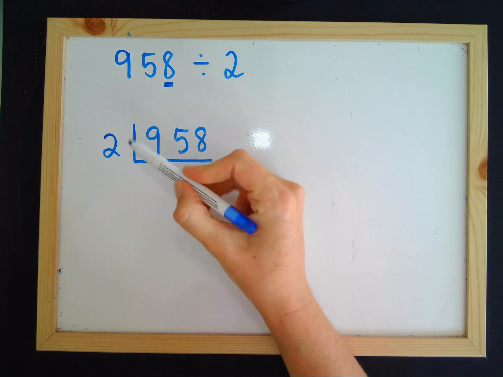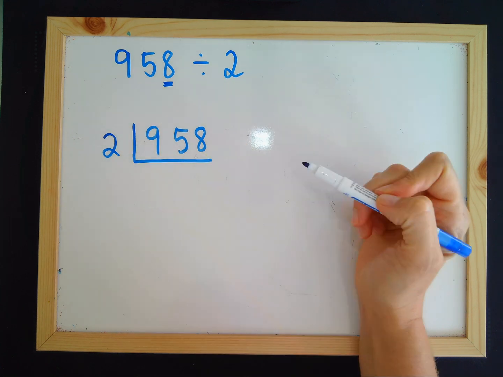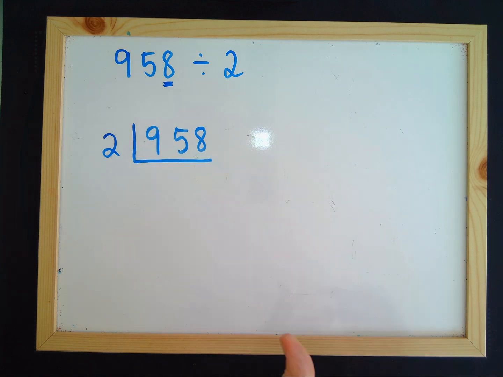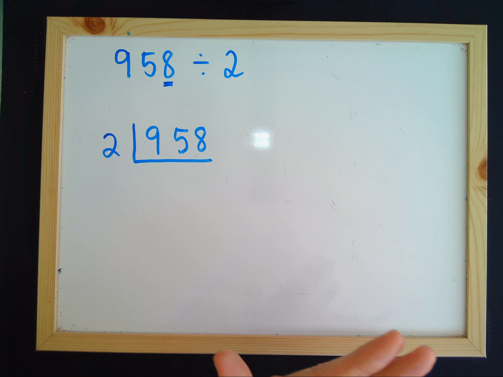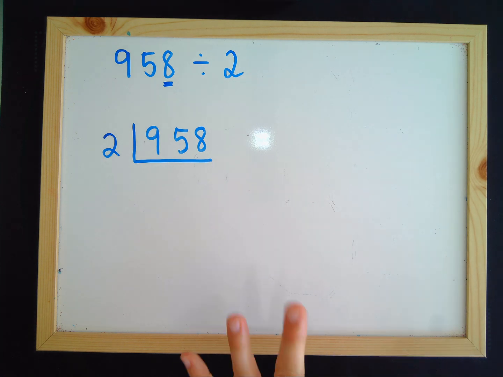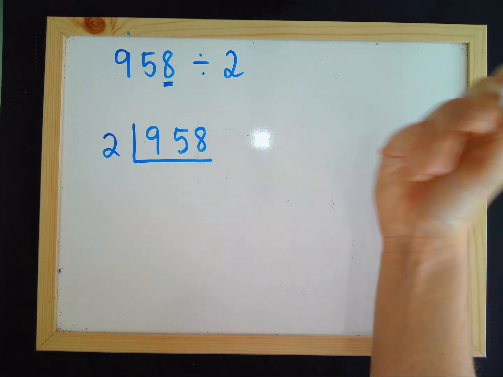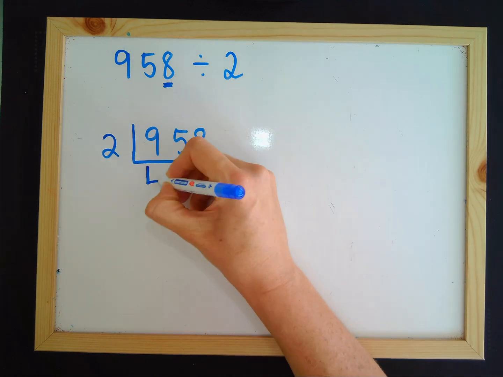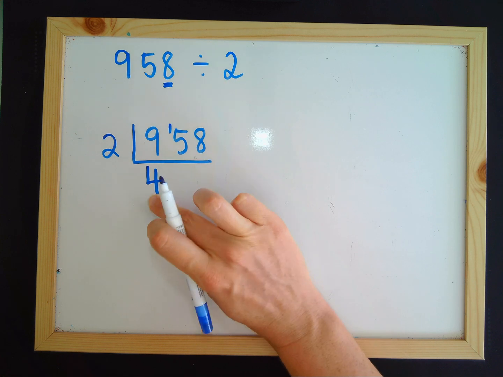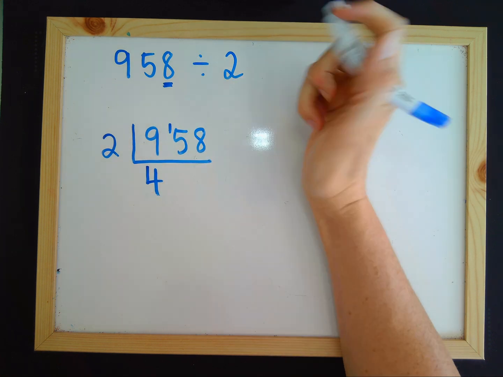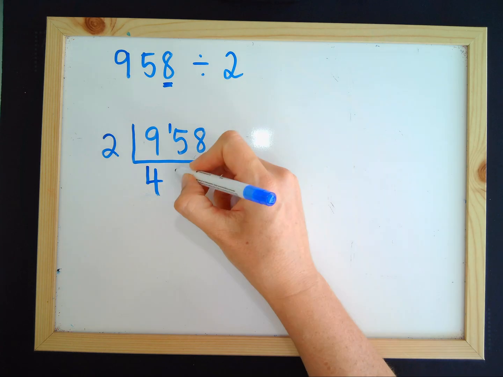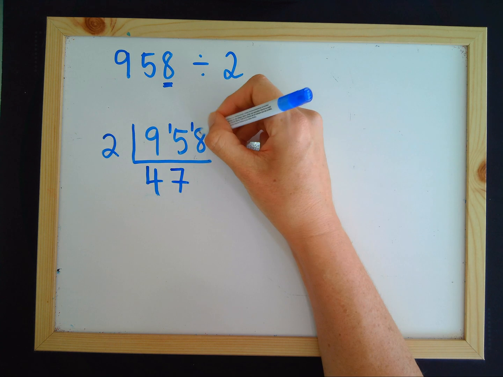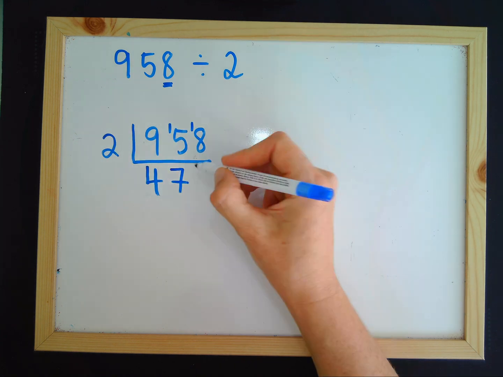And I say 9 divided by 2. So I think, how many 2's are in 9? 2, 4, 6, 8. Okay, there are 4 2's in 9. Now that's how we work it out if you're not sure of your tables, but I'm just going to go through it quickly. 9 divided by 2 is 4, with 1 left over. 15 divided by 2 goes 7 times, again with 1 left over. 18 divided by 2 is 9.